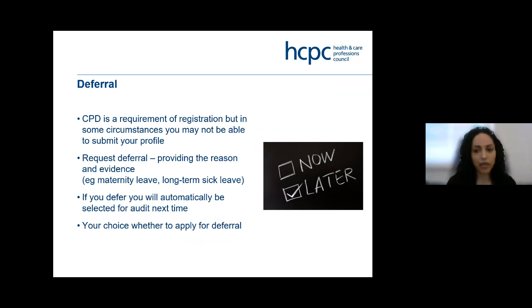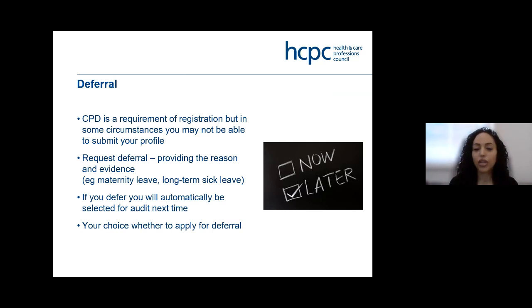So I'm going to talk a little bit more about outcomes in a moment, but I'm just going to touch upon deferrals because I know I spoke about this earlier, so I just wanted to give you a little bit more information. CPD is a requirement of registration, but obviously we know in some circumstances you're not able to submit a profile at that time. This could be for a number of different reasons, such as maternity leave, long-term sickness, bereavement, the list goes on, but we do understand there are some circumstances where it would be better to defer your audit. What that means is that you wouldn't need to submit a profile at that time, but you will be selected in two years' time at the next audit.